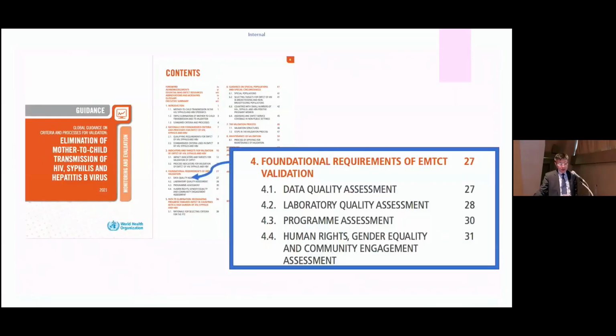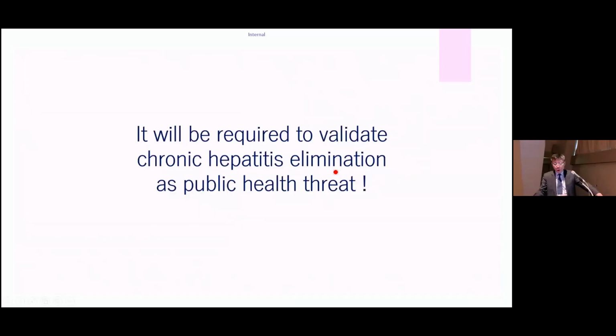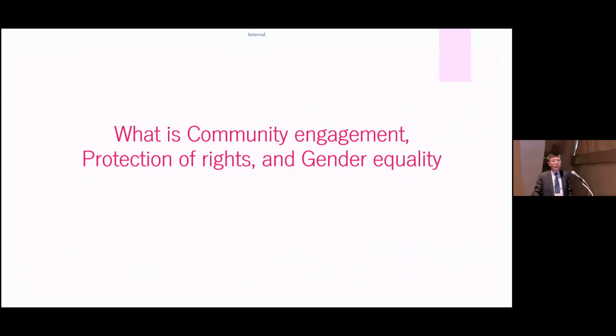So we can look at the first example. The first example for human rights, gender equality, and community engagement was required by the WHO regarding the validation of elimination of mother-to-child transmission of HIV, syphilis, and also hepatitis B virus infection. In this document, WHO gives human rights, gender equality, and community engagement as the fundamental requirements of validation of elimination of mother-to-child transmission. So it will be required to validate chronic hepatitis elimination as a public health threat in future, before or up to 2030.